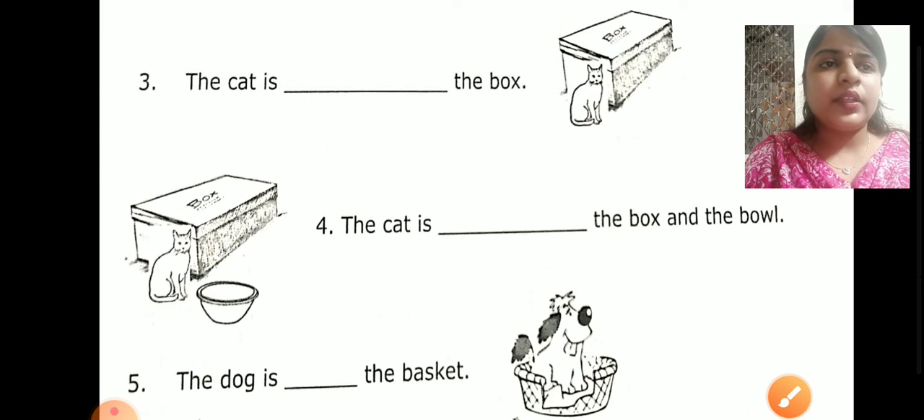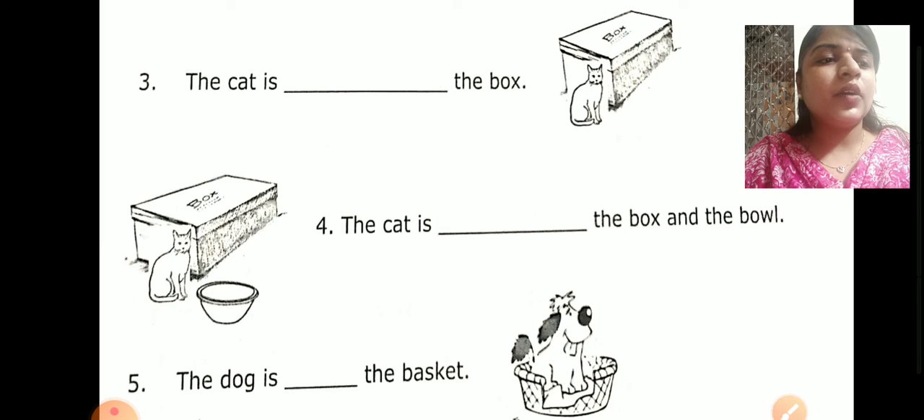The third one. The cat is dash the box. What will be our answer? The cat is in front of the box. Okay, children, you are going to write it down with me. In front of. Write it down.